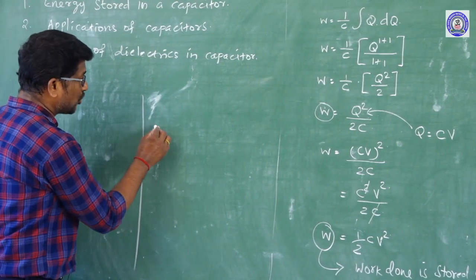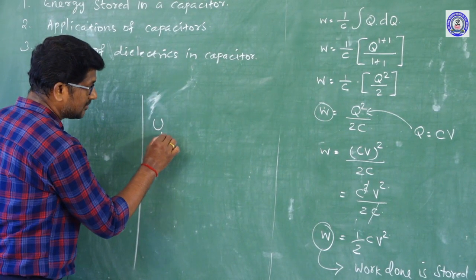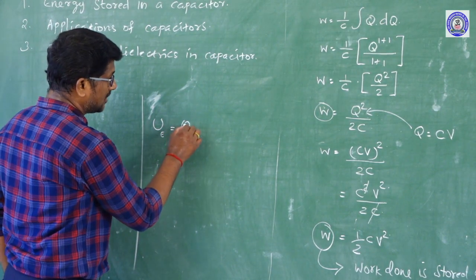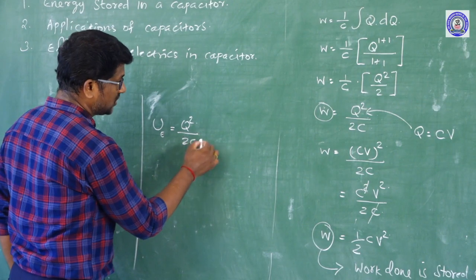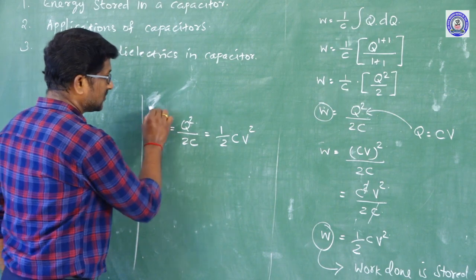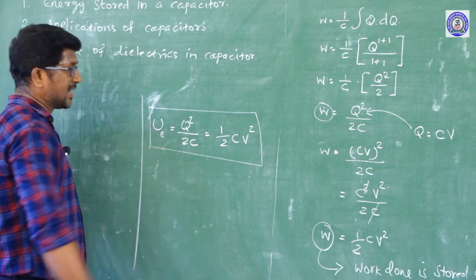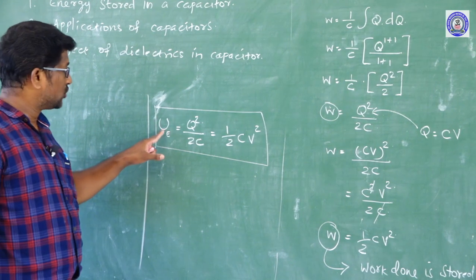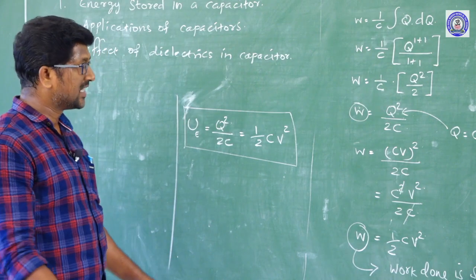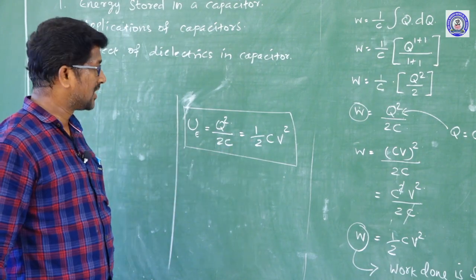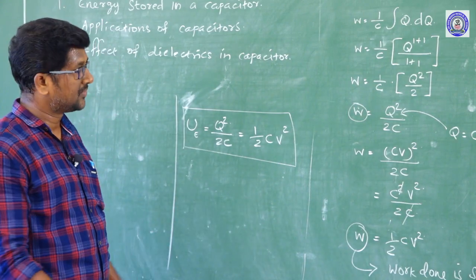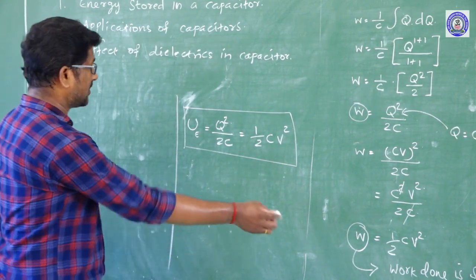Electrostatic potential energy stored in the capacitor is denoted by capital U suffix E. It is given by either Q square divided by 2C or half CV square. So, U suffix E is equal to Q square divided by 2C, where Q is the total charge stored in the capacitor, C is the capacitance of the given capacitor, and V is the potential difference across the two plates of the capacitor.